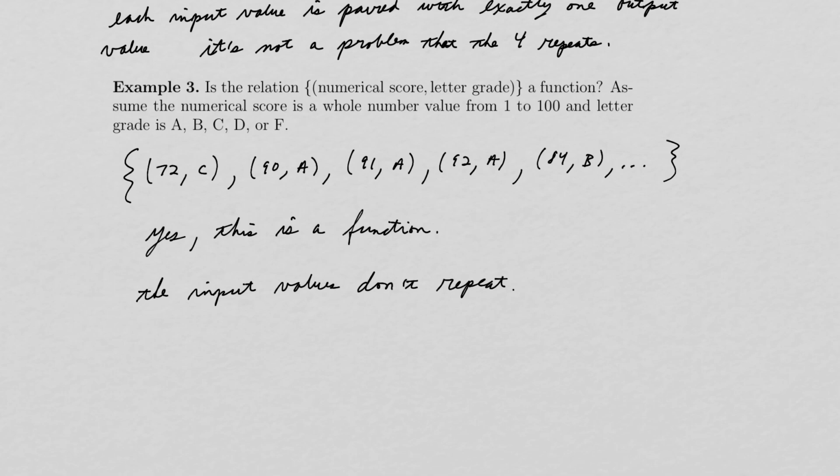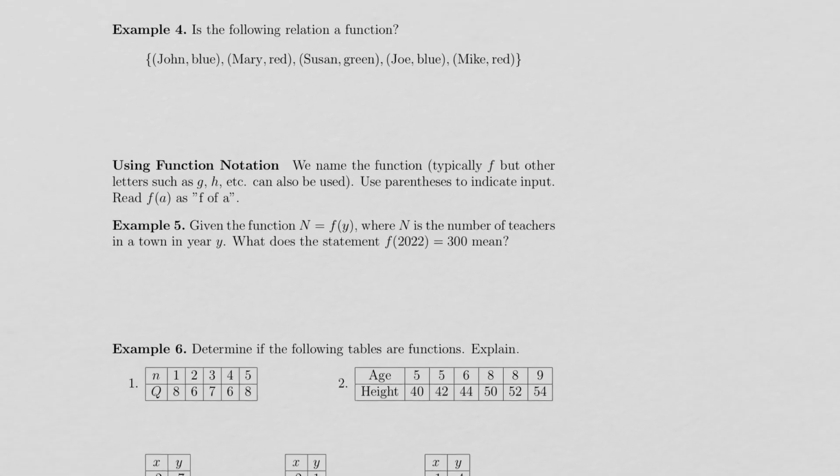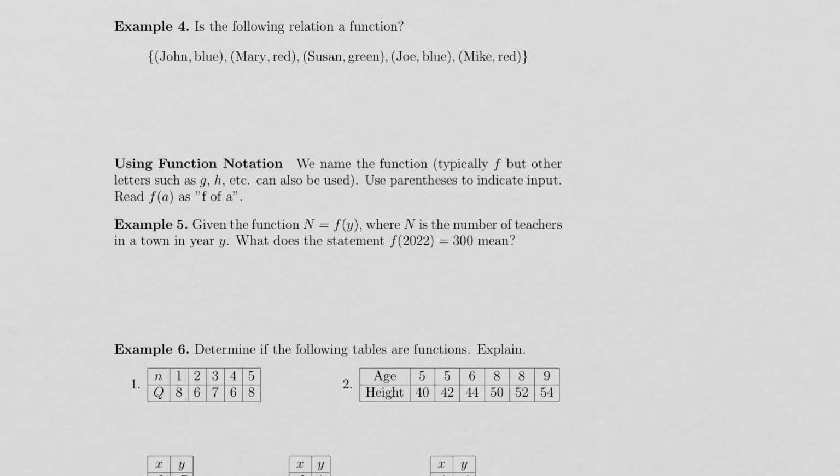Okay, what about this? So again, I have a relation. And in this case, it's a set that consists of ordered pairs where we have a person's name and their favorite color. So John blue, Mary red, Susan green, Joe blue, Mike red. Is that a function? Well, the input values in this case are the people, their names. Do they repeat? Nope, they're all distinct, right? John, Mary, Susan, Joe, Mike.